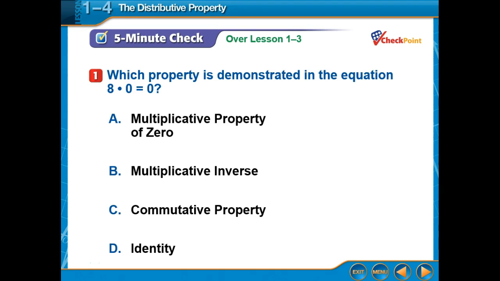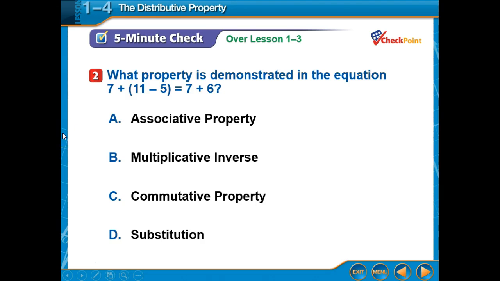The answer to this question is A. You should have chosen the multiplicative property of 0 because you should have noticed that in this particular equation we are multiplying a number by 0 and the answer is 0.